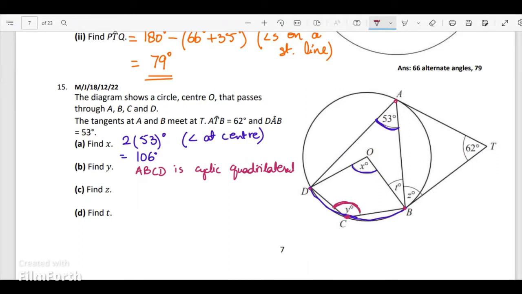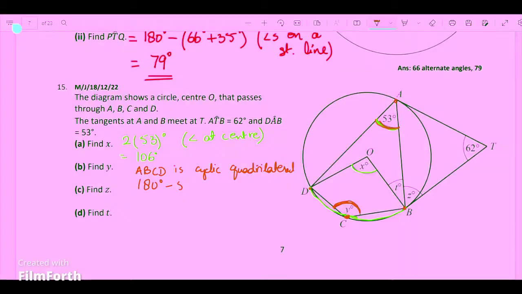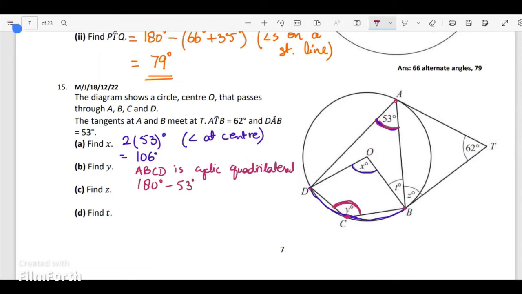So we can see that the opposite angle to Y is 53 degrees, as given. If we take away 53 from 180 degrees, we would get angle Y. So Y degrees would be equal to 180 minus 53, that's 127 degrees, the answer.